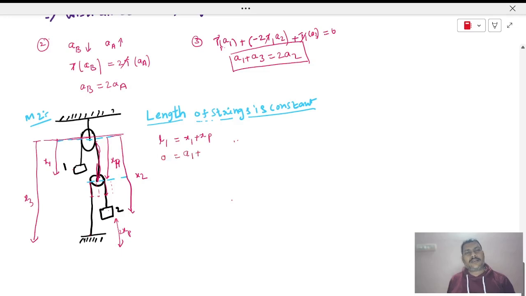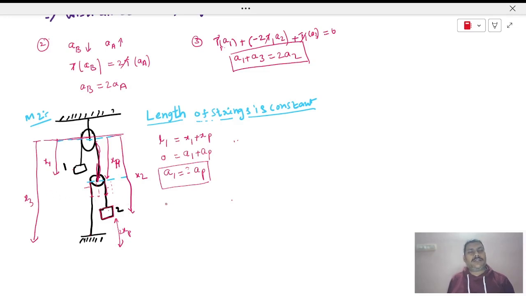So a1 plus a of the pulley. Therefore a1 is equal to minus the acceleration of the pulley. This is equation 1. If you see here, the pulley is moving down. The string is inextensible, so the total length, this length and this length, will be released on this side. That's 2xp. The block on this side will come 2xp. We will see that.